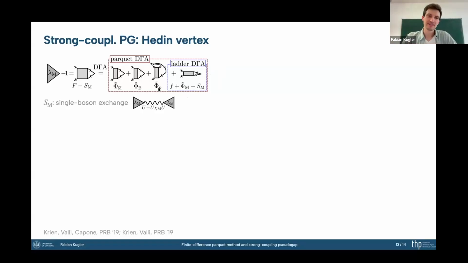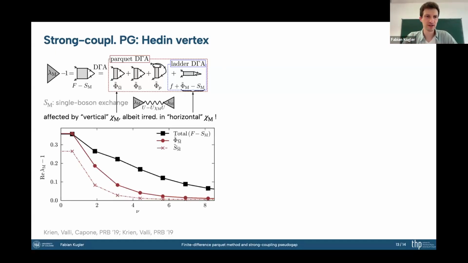Parquet D gamma A has the other channels as well, and importantly, and that's the key point to all my diagrammatic aficionado friends, the magnetic channel also enters in a transversal manner in the opposite particle-hole channel. So even if the Hedin vertex is irreducible in the horizontal bosonic propagator, it's still affected by the vertical bosonic propagator. It's still affected by magnetic fluctuations. And that's what's missing in ladder D gamma A. That's what drives the pseudogap in parquet D gamma A.